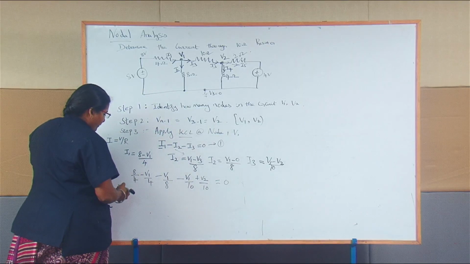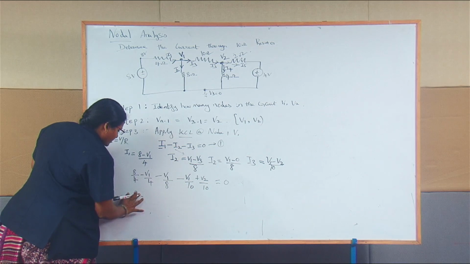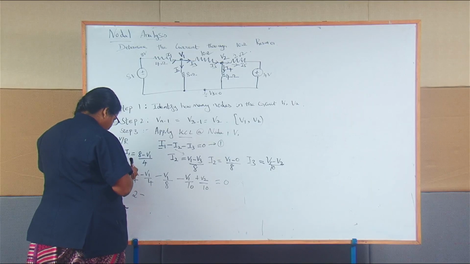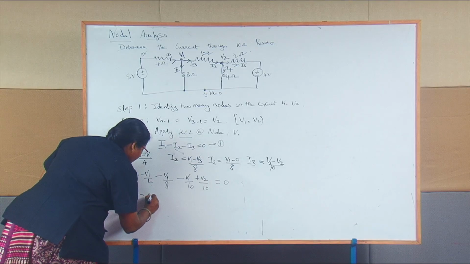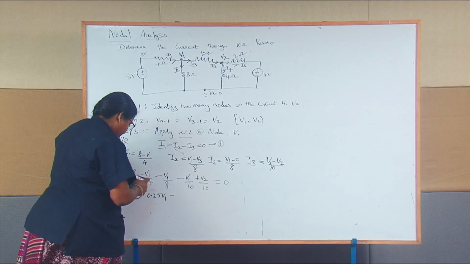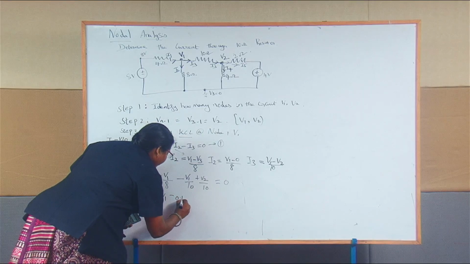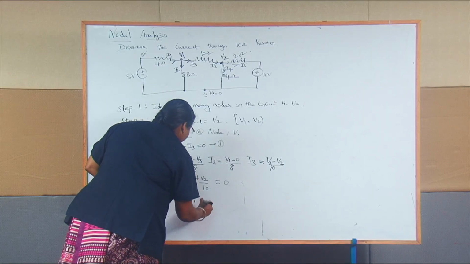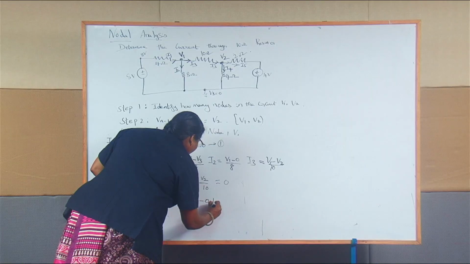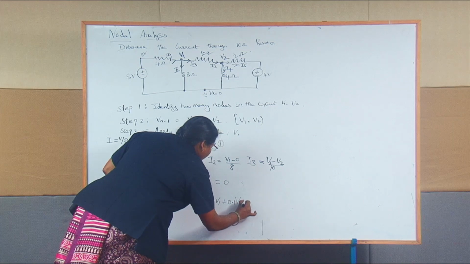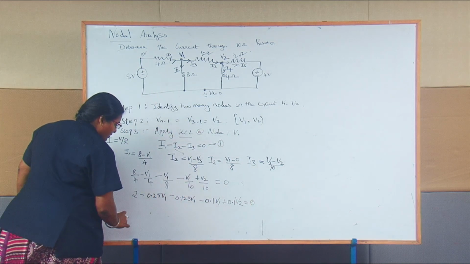Then 8 by 4 will become 2, minus 1 by 4 is nothing but 1 by 4, 0.25, right? So 0.25 V1 minus 1 divided by 8, so 0.125 V1. Then minus 1 by 10 is nothing but 0.1. 0.1 V1 plus 0.1 V2 equal to 0. Okay.